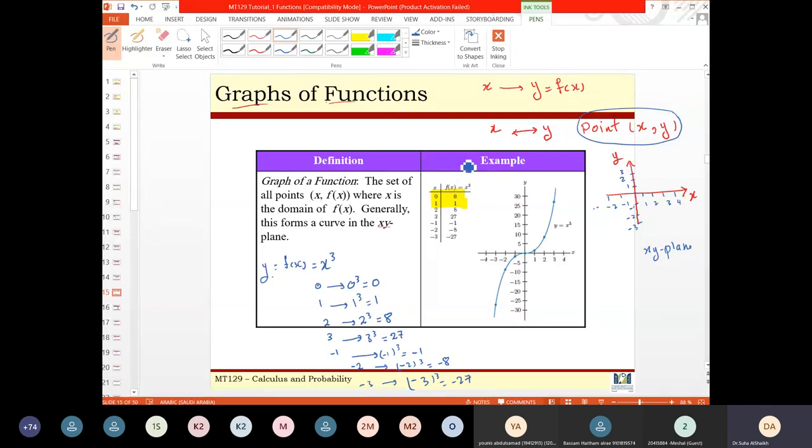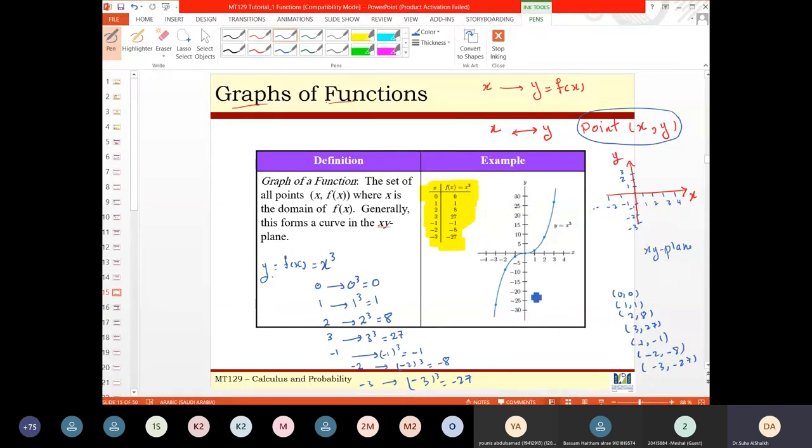You can see everything here in the table. They already set the things in the table. X, f of x. Meaning x and in front of it y. This will give me points. The points are (0, 0), (1, 1), (2, 8), (3, 27), and (-1, -1). Sorry, (-1, -1). Mute your mics, please. And (-2, -8), and we have (-3, -27). Now I have 1, 2, 3, 4, 5, 6, 7 points.